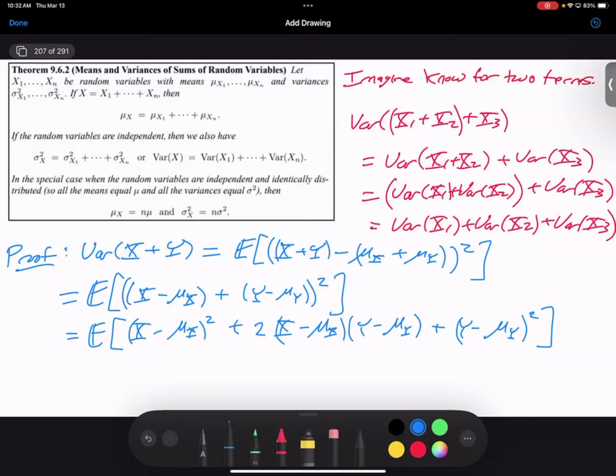What's the expected value of a sum? The sum of the expected values. So this is now just, I could save time by cutting and pasting, but since you have to write as well, I don't want to do things too quickly. It's just the expected value of x minus mu of x squared. Now, the expected value of twice something is just twice the expected value. So it's going to just be twice the expected value. Now, what's the expected value of that product?